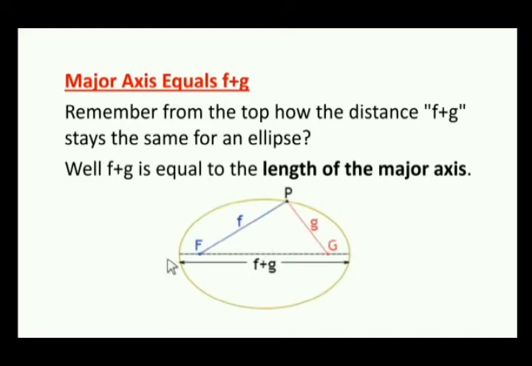Look at this. This is PF and this is PG, small f and small g. If we add these distances, that is from P to F and P to G, it will give the length of the major axis, which is a constant value.